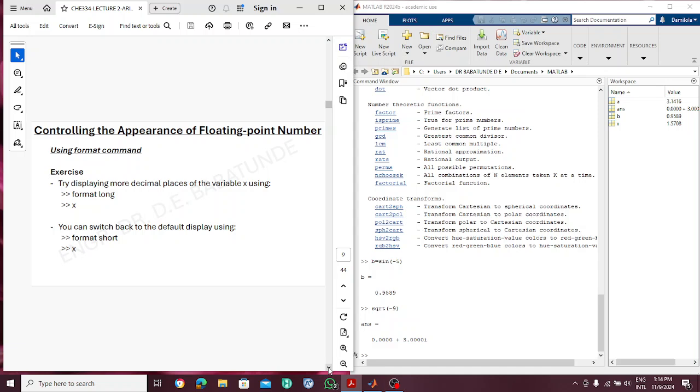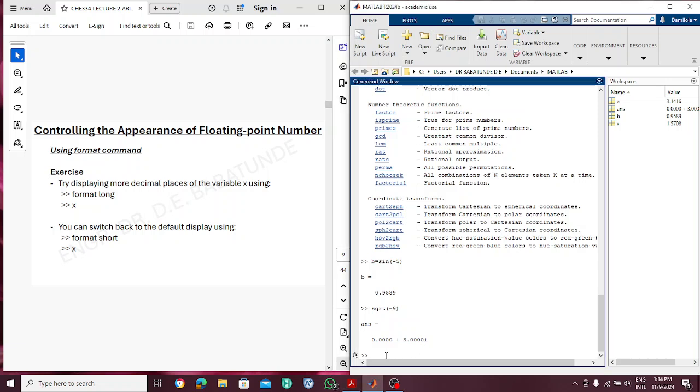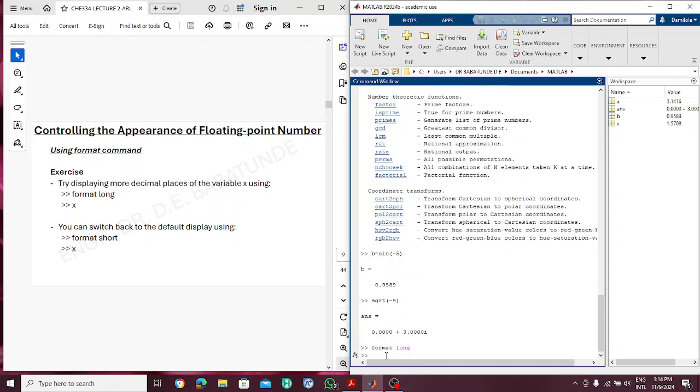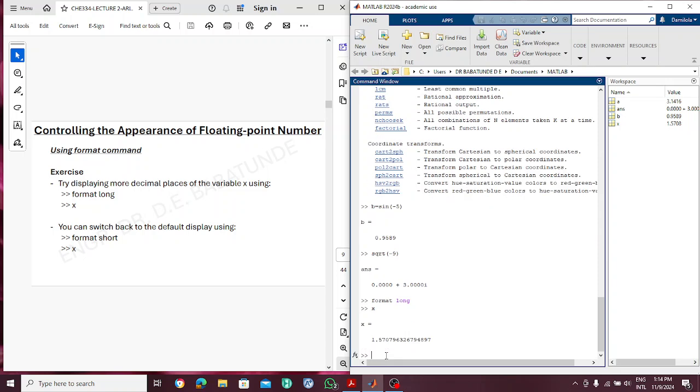So we've seen that so far the results that we have obtained are in 4 decimal places. So let us switch to format long and get the value of x. Let's see how it looks. So we say format long. Okay, so now to get the value of x, we just type x followed by enter. Now you see that it has displayed more than 4 digits for x.